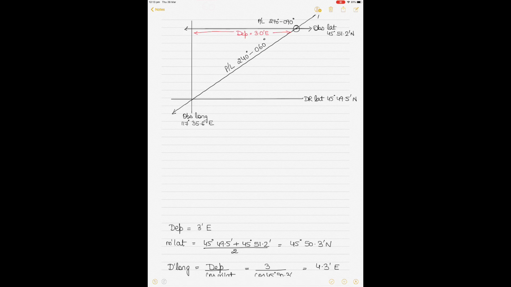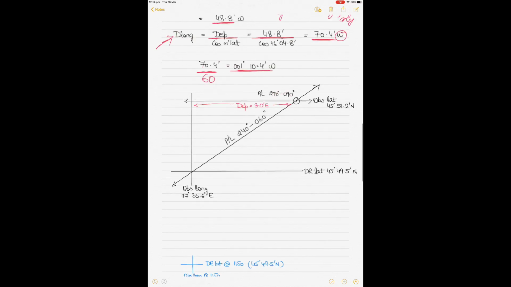So if you want to plot it in a plotting sheet, just put a plus sign or a cross, that's it, and then you put your observed long at 11:50, which is 117 degrees 35.6, and you put your DR lat at 11:50, which is 45 degrees 49.5 minutes north. Alright, then you plot your position line.